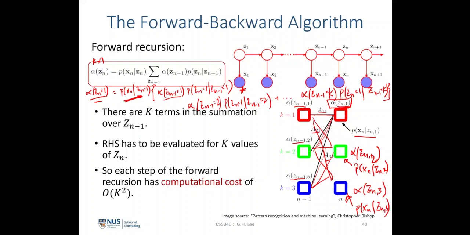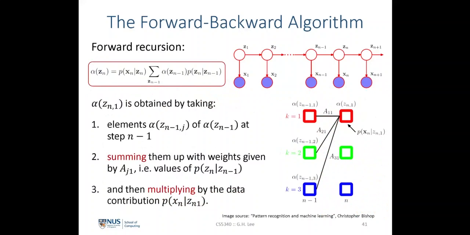So as a result, we can see that each step of the forward recursion has a computation cost of k squared, because we are going to take the sum of the product terms over this k by k A matrix, and hence there's an overall computation cost of k squared over one recursive step. So altogether, for the forward recursion, you will incur n k squared computational steps over the n number of random variables.